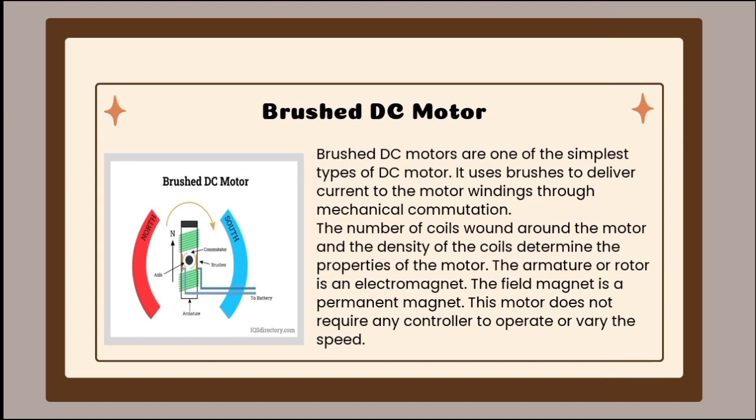Brushed DC motor. Brushed DC motors are one of the simplest types of DC motor. It uses brushes to deliver current to the motor windings through mechanical commutation. The number of coils wound around the motor and the density of the coils determine the properties of the motor. The armature or rotor is an electromagnet. The field magnet is a permanent magnet. This motor does not require any controller to operate or vary the speed.